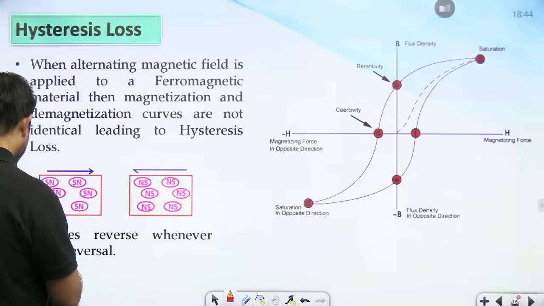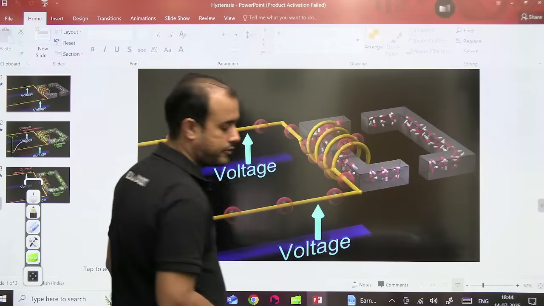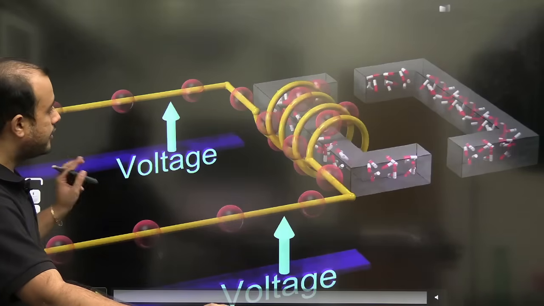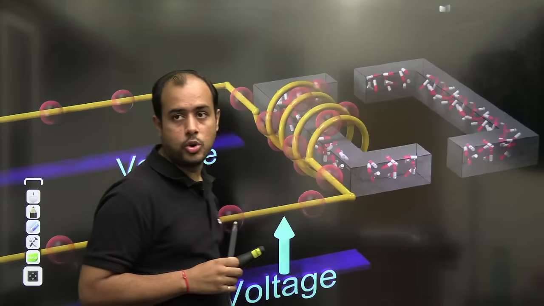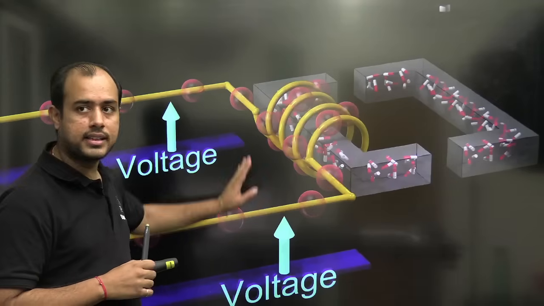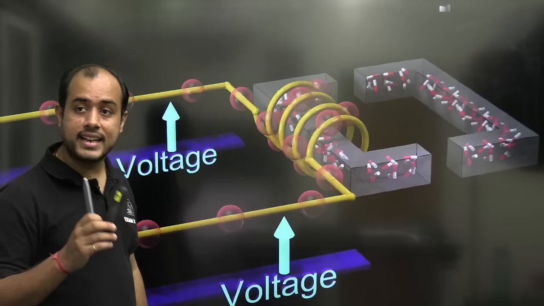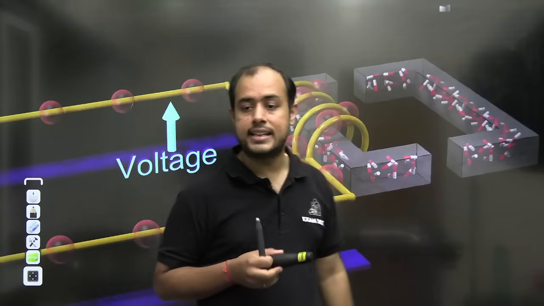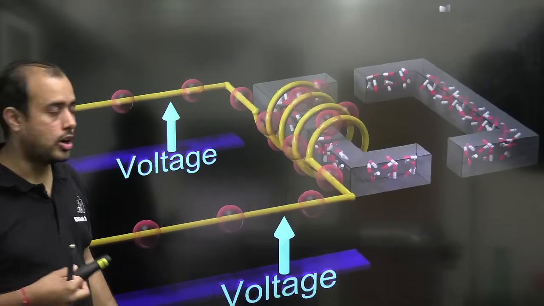Let us see, beta. So I will explain the hysteresis loss. See carefully. First things first, whenever you have a magnetic core and there is a coil wound over the magnetic core, the voltage in this coil is L di by dt. So voltage will define the rate of change of current.